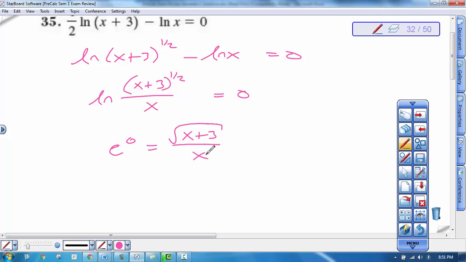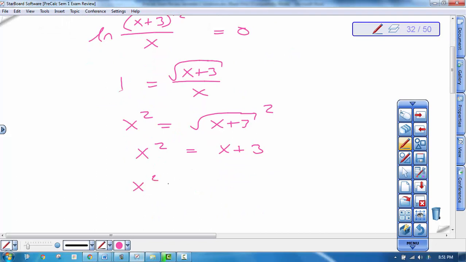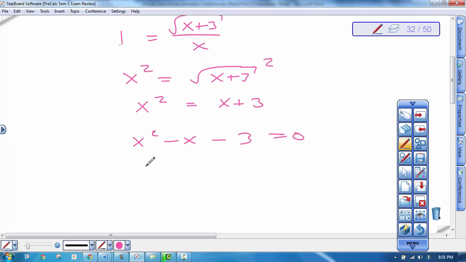I'm going to multiply both sides by x. e to the 0th is just 1. So if I multiply both sides by x, I get this. Then if I square both sides, I end up with x squared equals x plus 3. And I can then subtract x and 3 from both sides, and hopefully factor this as well.